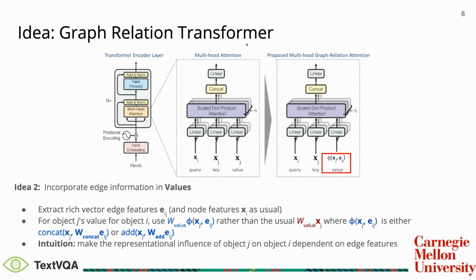Next, the other possibility is to fuse the edge features at the value. Even though the method is exactly the same, the intuition is different. In the transformer, the value affects how the information in object J affects the representation of object I after attention. So, by fusing the edge features E with the node features X at the value, we allow the influence of object J on object I to be dependent on the edge. In our experiments, we explored fusing at the keys only, values only, or both.